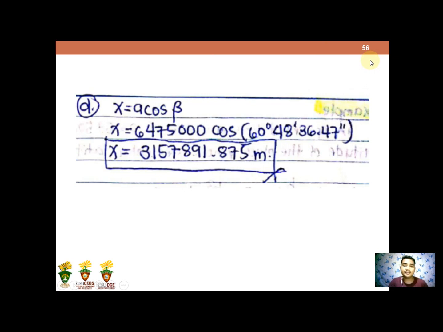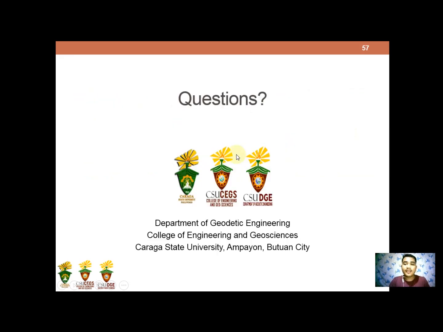And for D, what we are looking for is to calculate the x coordinate using the reduced latitude. So we use the formula: X is equals to A cosine reduced latitude. Substitute the value of A, which is 6475000, cosine of the reduced latitude that we got earlier, which is 60 degrees, 48 minutes, 36.47 seconds. Therefore, our value of x is equals to 3157891.875 meters. Alright, so that ends our part 1 of topic 3 for geometric geodesy.